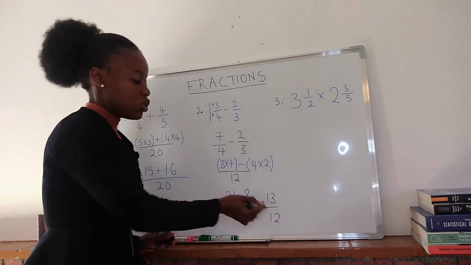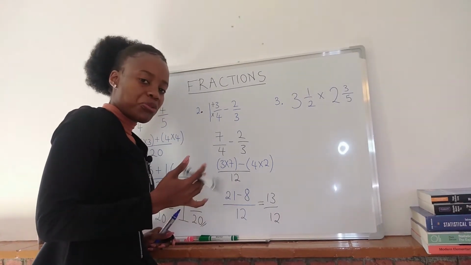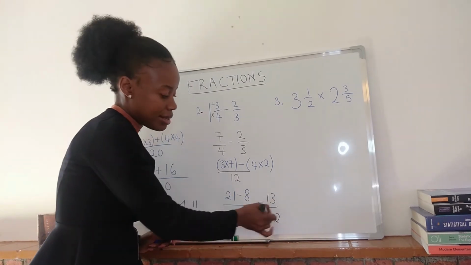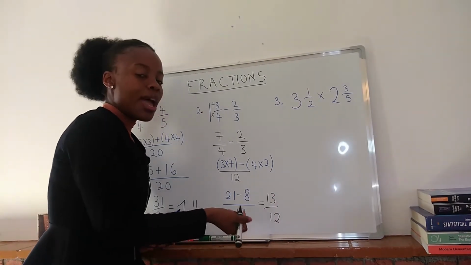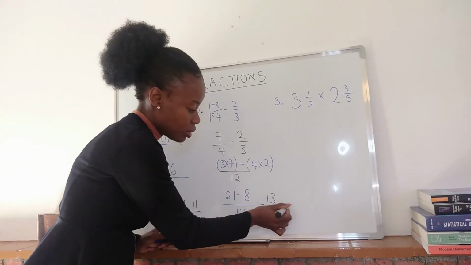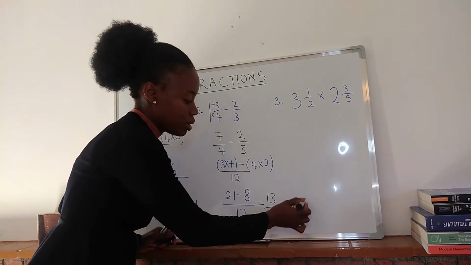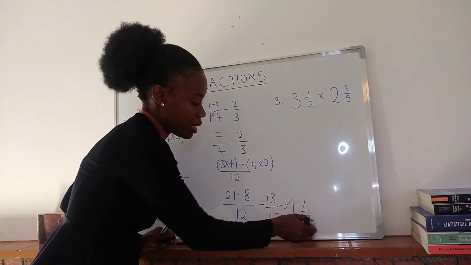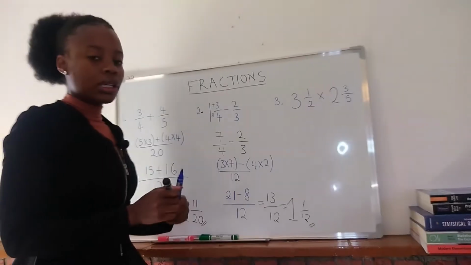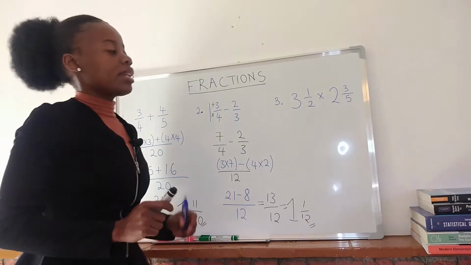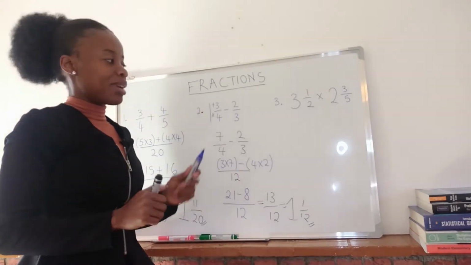13 over 12. Do not leave your answer as an improper fraction. So we're going to change this into a mixed fraction, right? 12 into 13 is 1, remainder 1. 1 over 12. So our final answer is 1 and 1 over 12. Okay? So number 3, we are going to multiply fractions.